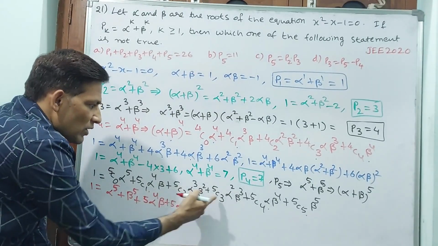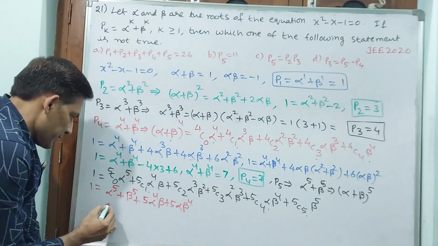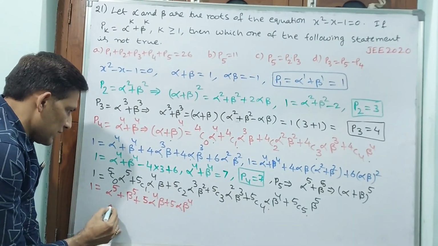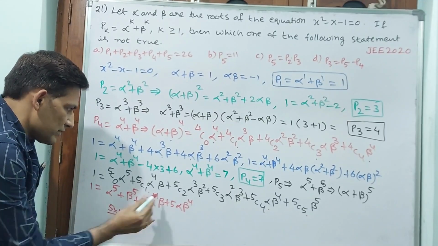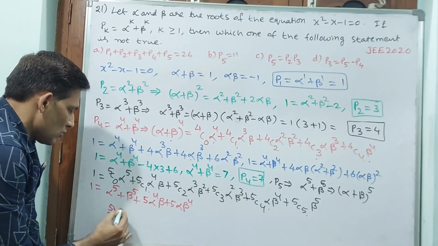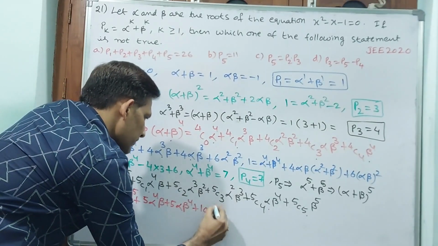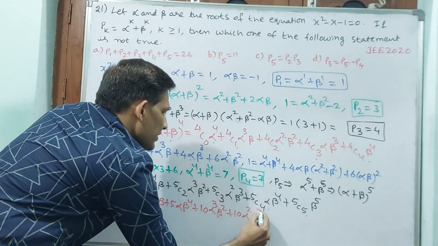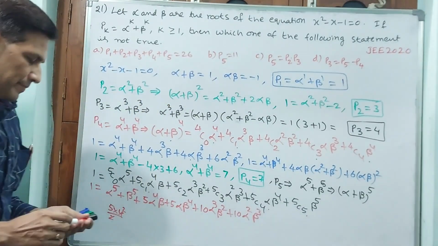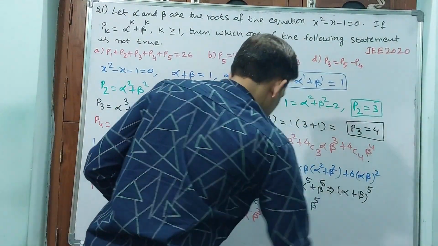See, 5C2 and 5C3 both values are the same. What will come? 5C2 value is 5 factorial over 2 factorial times (5 minus 2) factorial, which is 3 factorial. If 5 into 4, 3 factorial gets cancelled out, 2 into 10. That means plus 10 alpha cube beta square plus 10 alpha square beta cube. Okay. Let us proceed.